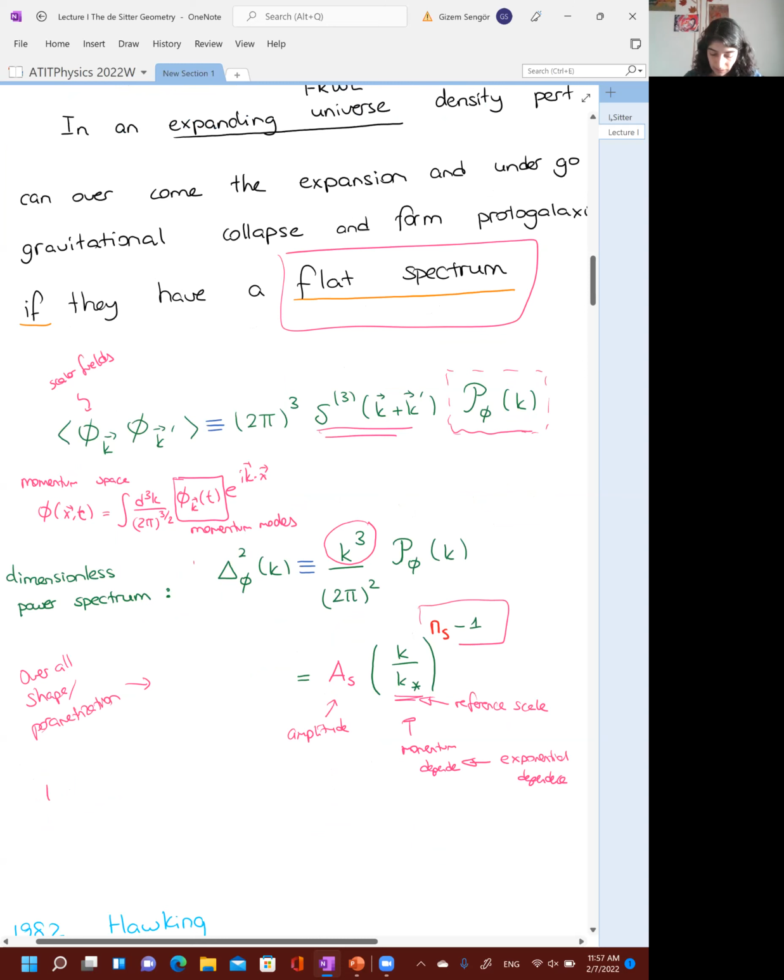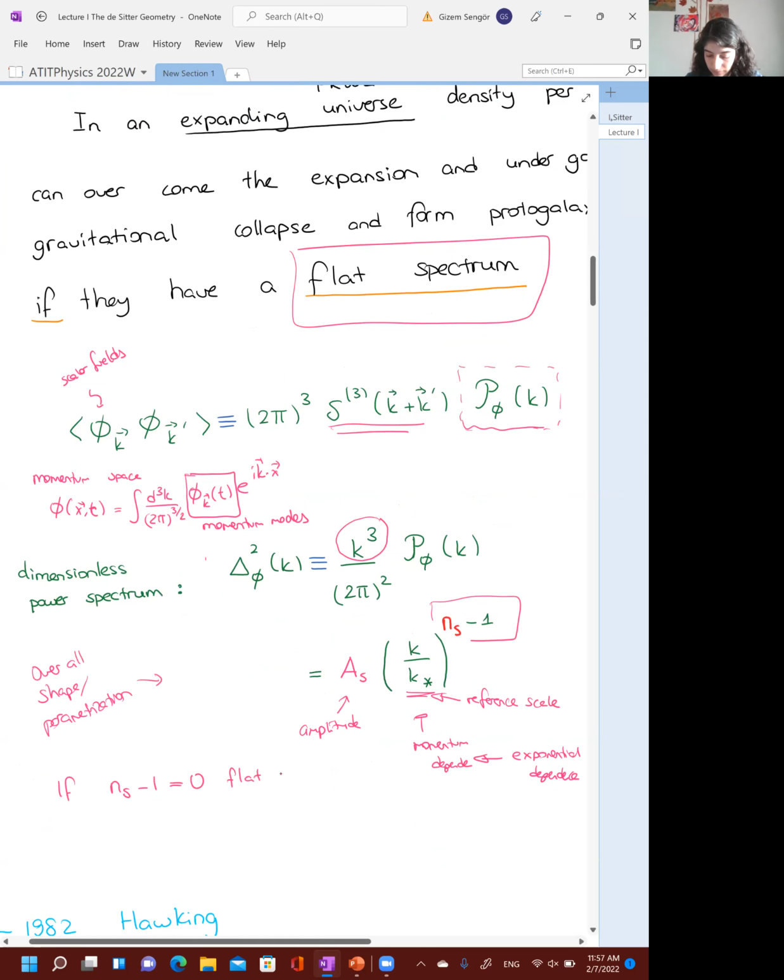Now, if the exponent is 0, if ns minus 1 equals 0, it means it doesn't matter at what momentum you are asking, every momentum contributes the same way to this 2-point function. So that's the flat spectrum. And in fact, with this parameterization, this is the way that the analysis for the observations are done. Of course, there's a lot of different technicality that goes into it. But for example, the quantity over which an observational person and a theoretical person can discuss is this thing called ns. This is called the spectral index.